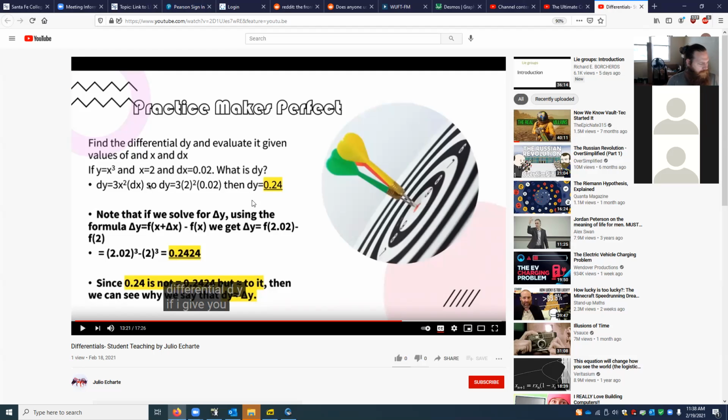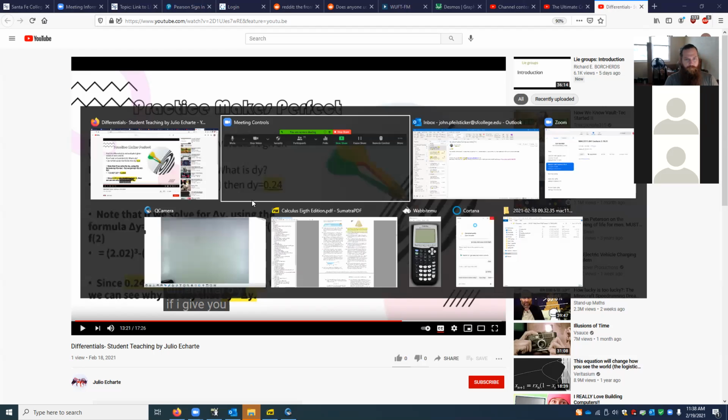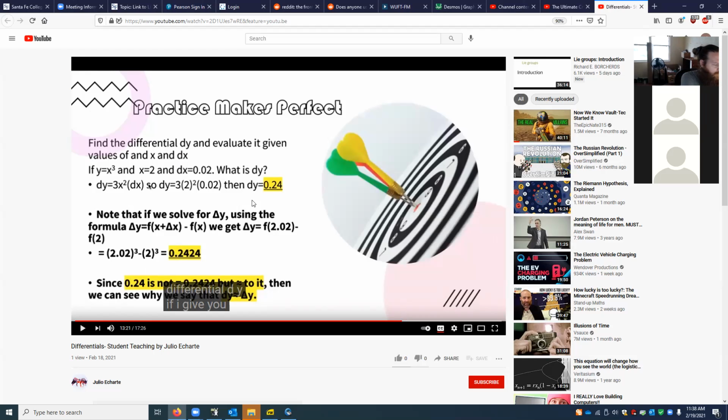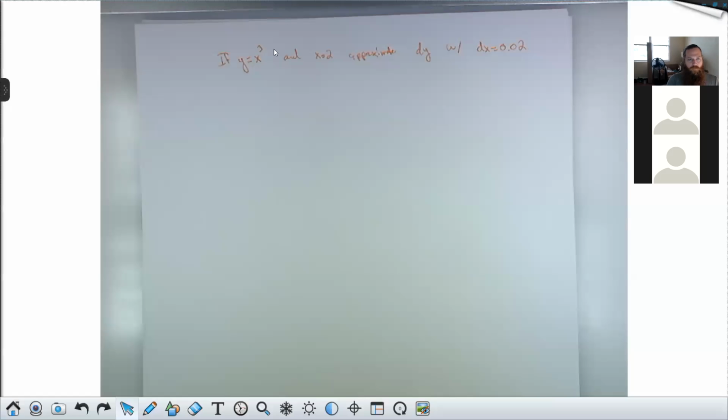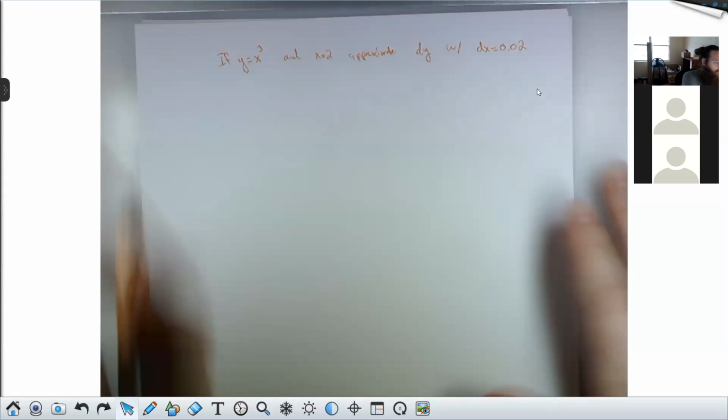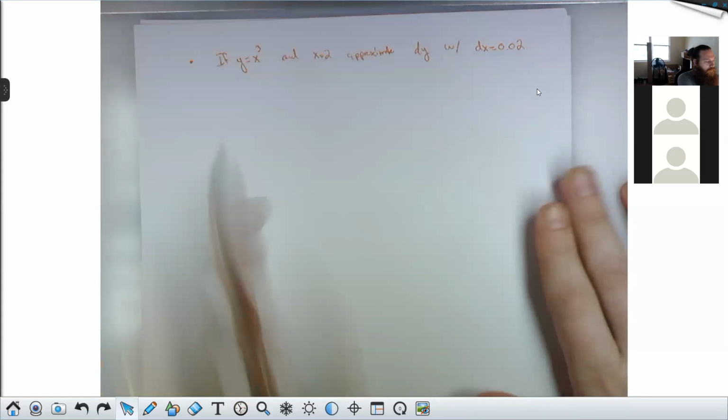I can show you how I would write that, like if we were going through it. Let me write these things down, then I'll tab over. So if y equals x cubed and x is 2, approximate dy with dx equal to 0.02. All right. So this is the sort of thing that you might run into in the homework.